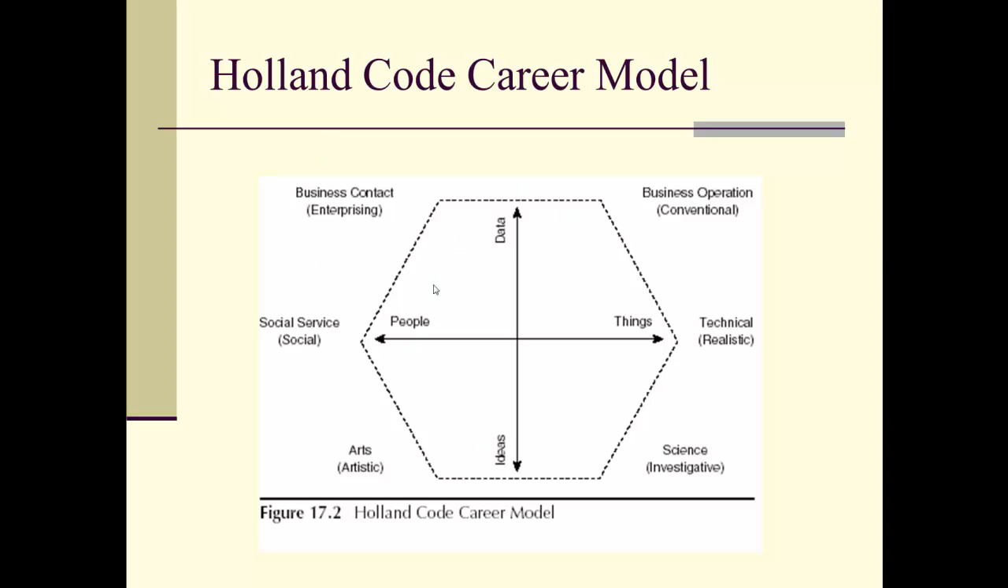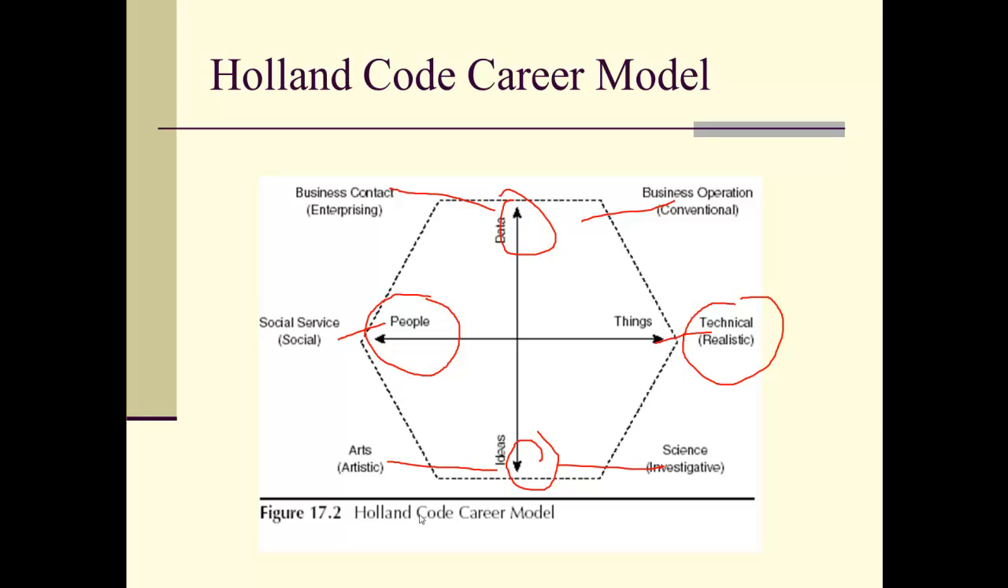And so Holland goes on to show more about the model here, where basically on this side of the hexagon you're dealing more with people. Here, things, ideas, data, and you see all of the occupations that lend themselves to those particular characteristics, and then also careers. And so it's a very powerful model, and one that's been used quite a long time.